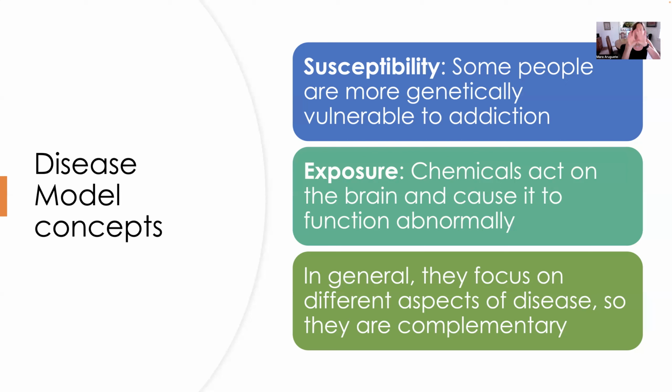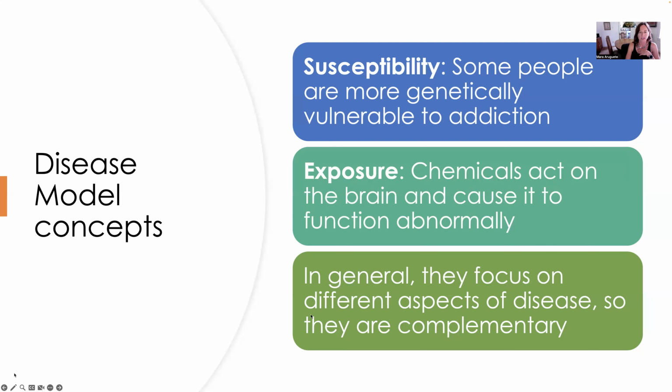So susceptibility comes before you ever even consume the substance, right? You have a vulnerability prior to consuming the substance, and exposure says that the disease is actually caused by the substance itself. In general, these two focus on different aspects of disease, so they're pretty complementary in the sense that one could have both the vulnerability, and the exposure also changes the brain in ways that make it more difficult to function.